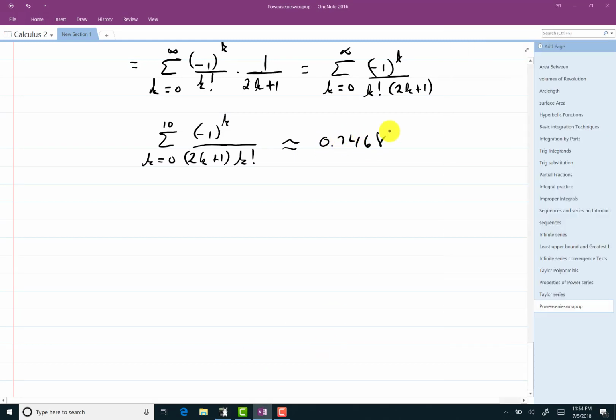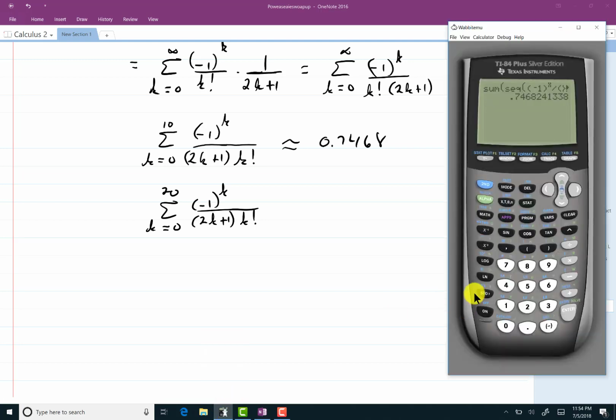0.7468. Now let me go up to 20. This is an annoying thing to put into the calculator, especially since it's all in one line, and this doesn't have to be like that. What you can do is the following. Bring your calculator back, go to second, and above enter there's something called entry. It'll put your last entry up before you, and then you can go back and edit the 10 and change it to a 20, and then hit enter.